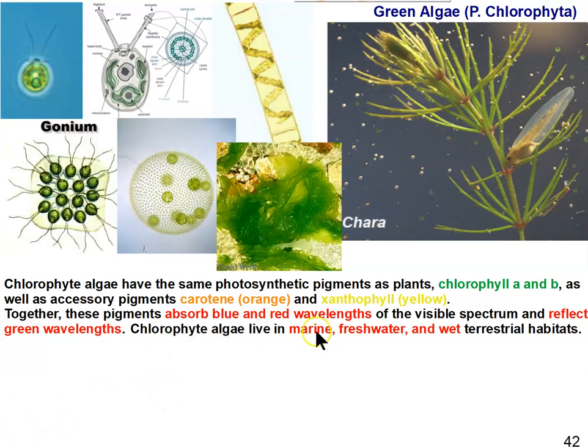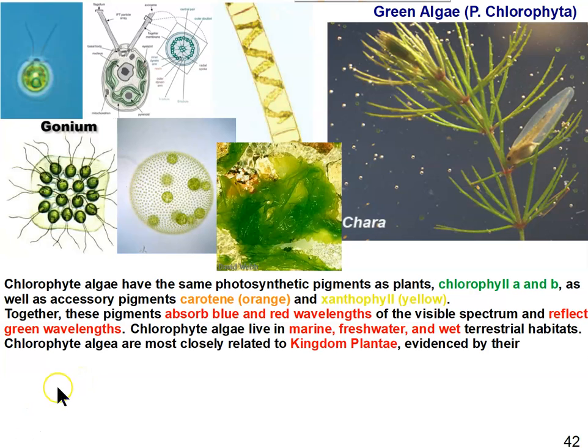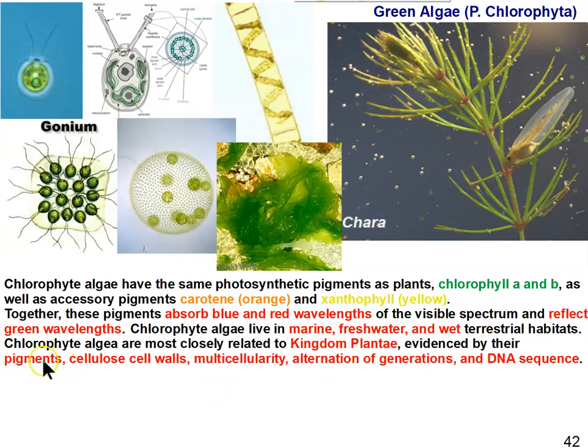Chlorophyte algae live in marine, freshwater, and wet terrestrial habitats. So they live all over the place. Saltwater, freshwater, and even in puddles. If the puddle's there long enough, you might find green algae growing there. They're most closely related to plants, as I pointed out, and the evidence for that is their pigments.